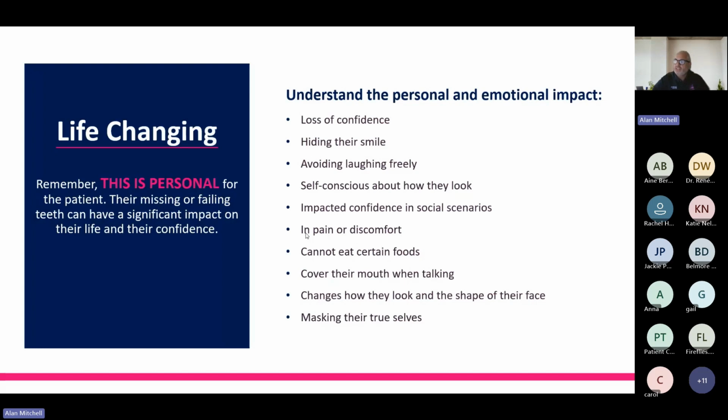Is it that they've lost their confidence, they're hiding their smile, masking their true selves, because they're frightened to do any of the above? Especially, are they in pain or in discomfort? These are really good key points. And like I say, we're going to be sharing this presentation with you anyway, so that you can reflect back on this.